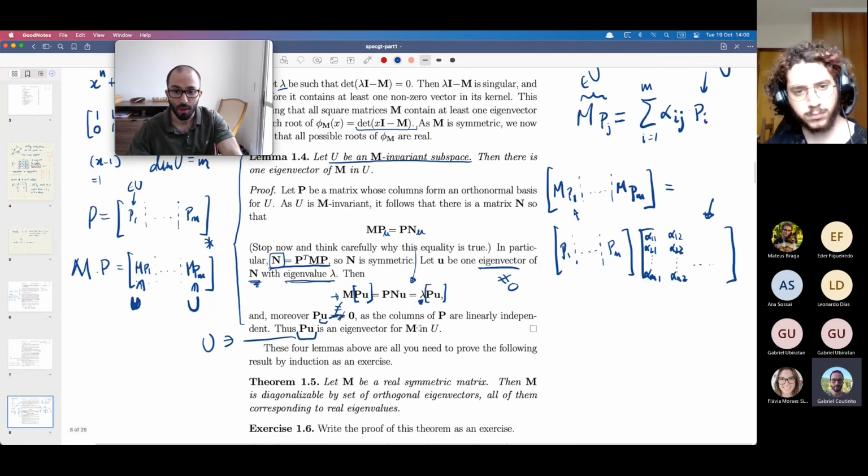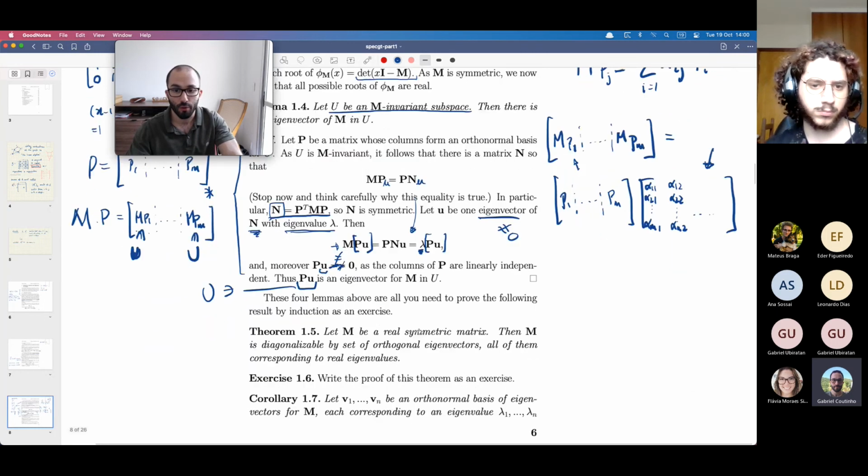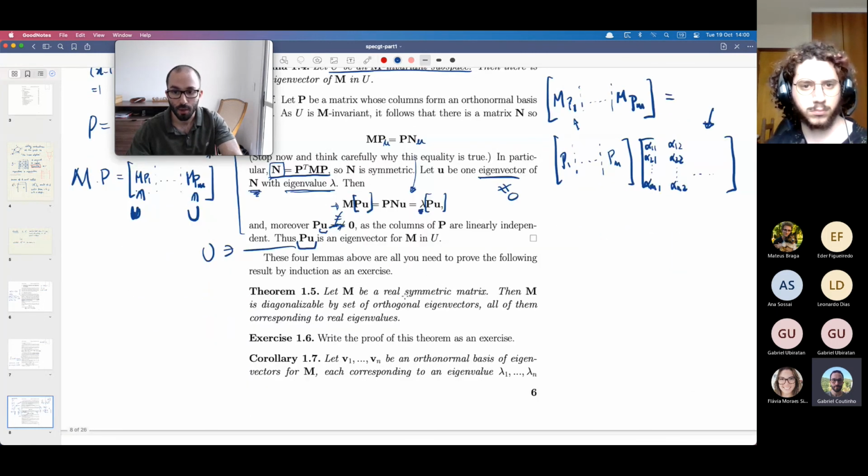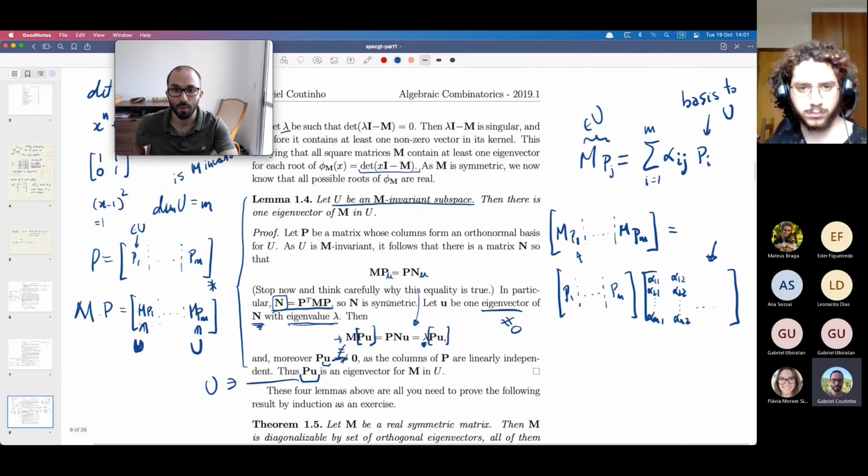Good. Now, these four lemmas are exactly everything we need to prove that if M is a real symmetric matrix, then M is diagonalizable by a set of orthogonal eigenvectors, all of them corresponding to real eigenvalues. Why? I left this here as an exercise. Actually, I think this will be on the first assignment, but it is an immediate consequence of these four lemmas if you use now induction.